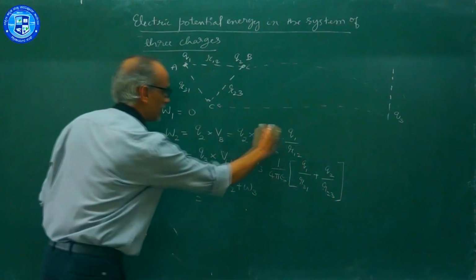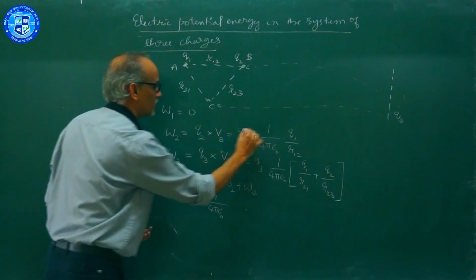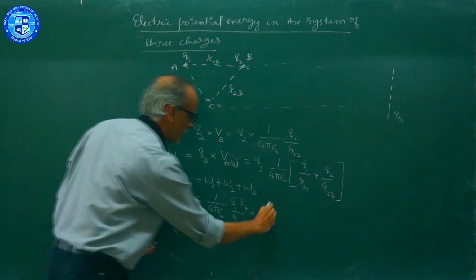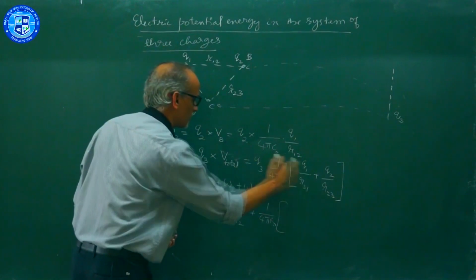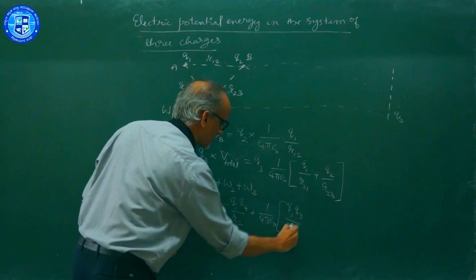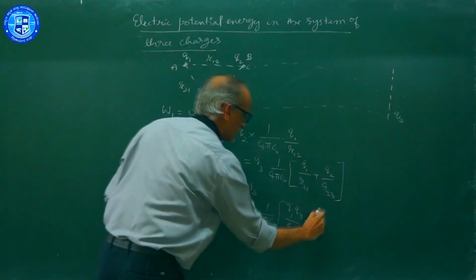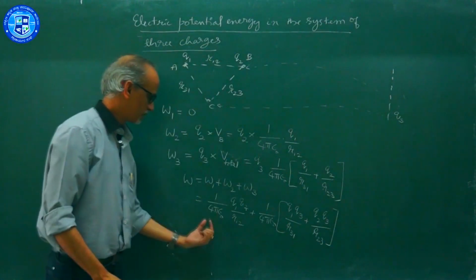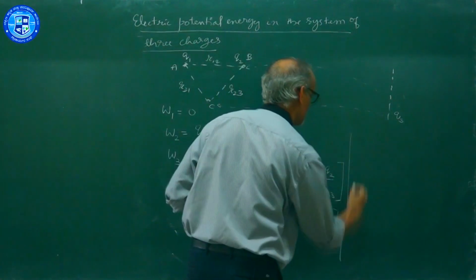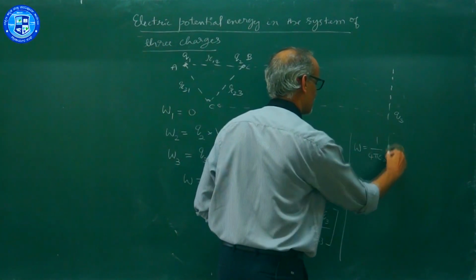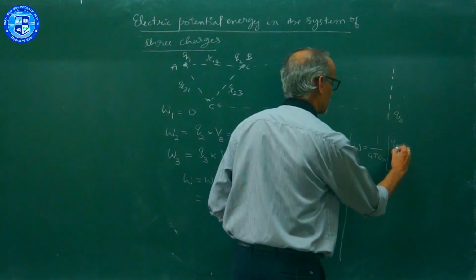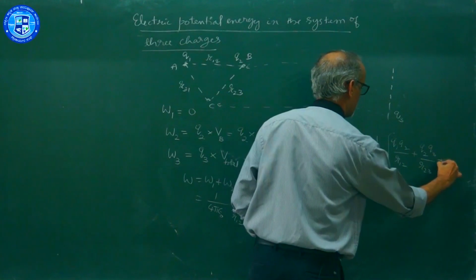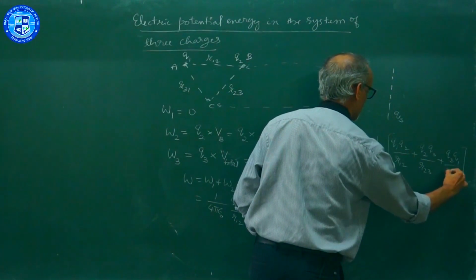So W1 is 0, W2 is 1 by 4 pi epsilon naught into Q1 Q2 by R12, plus 1 by 4 pi epsilon naught into Q1 Q3 by R31, and plus Q2 Q3 by R23. So as you can see, for both the terms 1 by 4 pi epsilon naught is common. So therefore W is equal to 1 by 4 pi epsilon naught, which is common, into Q1 Q2 by R12 plus Q2 Q3 by R23 plus Q3 Q1 by R31.